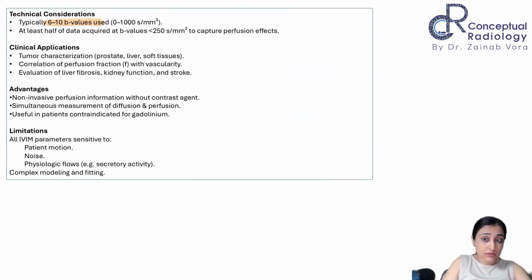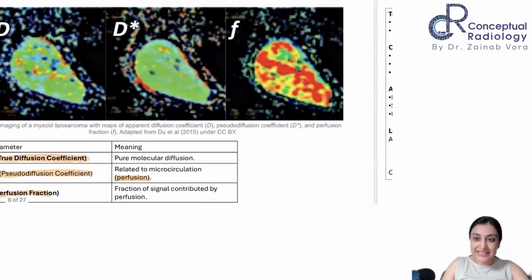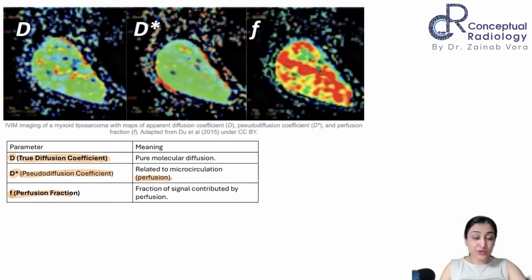Then, क्या? Meaning of all parameters. So you have D star, F. Meaning वही है कि D tells you about what is the diffusion contribution, D star is the perfusion and F is the contribution of the perfusion. Ratio है दोनों का कि perfusion की वजह से कितना diffusion को contribution था. बस उतना ही है meaning.